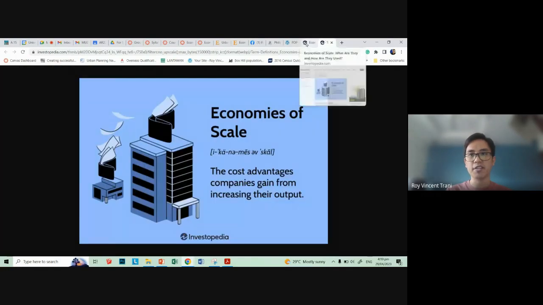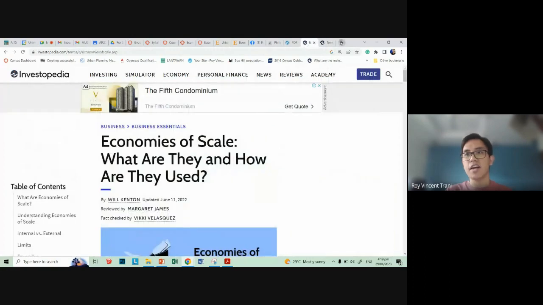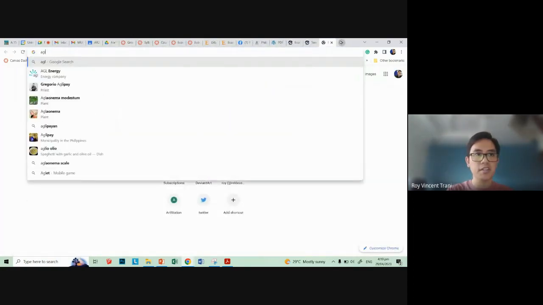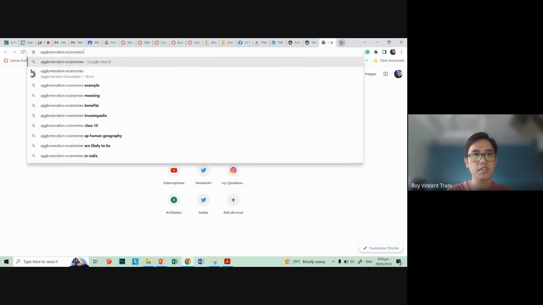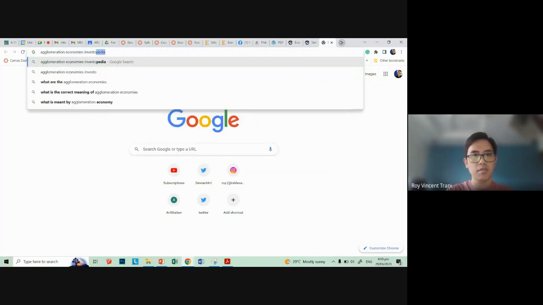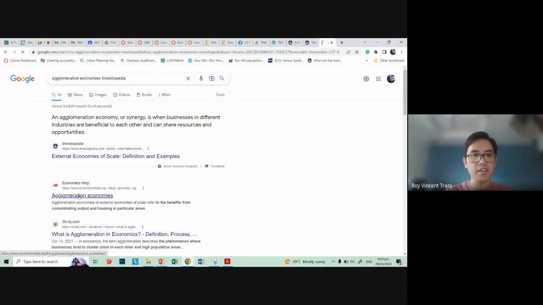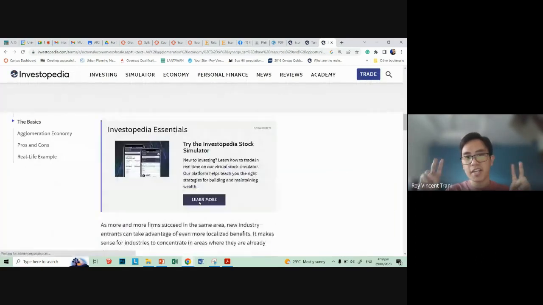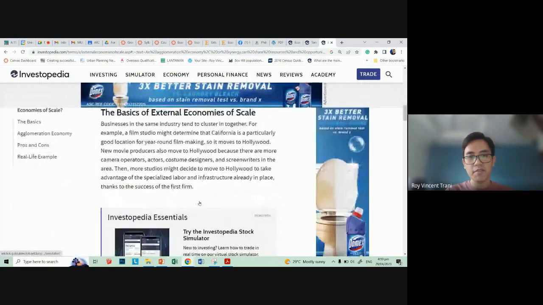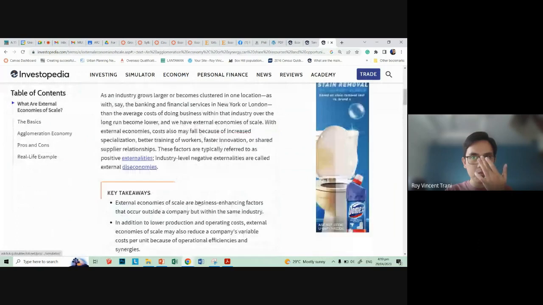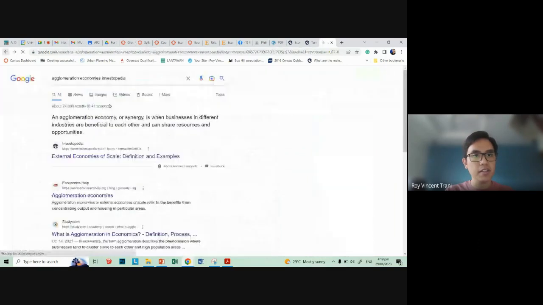So I guess I'll go back to Investopedia. Agglomeration. So just as a reminder, these Investopedia, Wikipedia articles are not academically correct, but it's good for us to just have a basic definition.